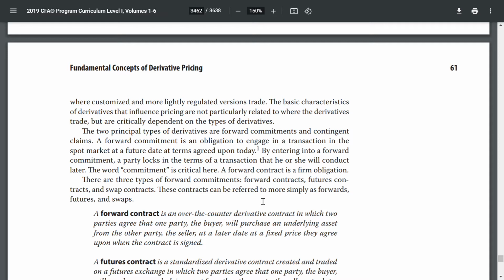The two principal types of derivatives are forward commitments and contingent claims. A forward commitment is an obligation to engage in a transaction in the spot market at a future date at terms agreed upon today. By entering into a forward commitment, a party locks in the terms of the transaction that he or she will conduct later.